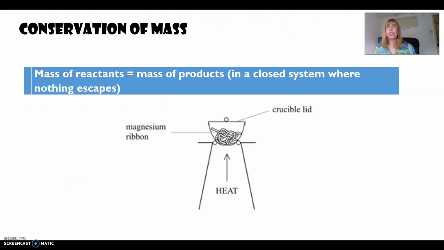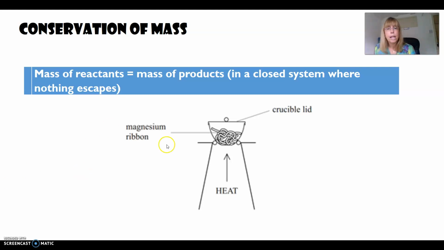Conservation of mass, super duper easy, just like electricity. Mass isn't created or destroyed, it's just changed into different forms. So if I had 200 grams in total of reactants, I'm going to get 200 grams in total of products, as long as I've got a closed system.